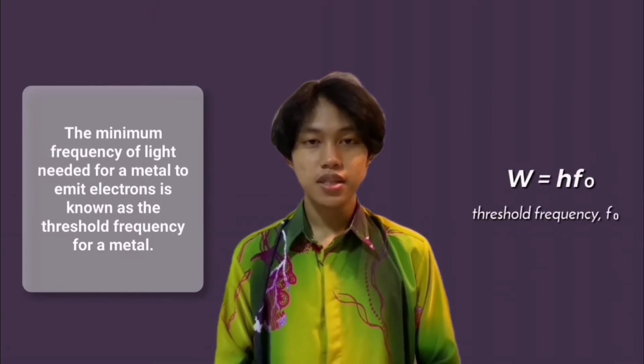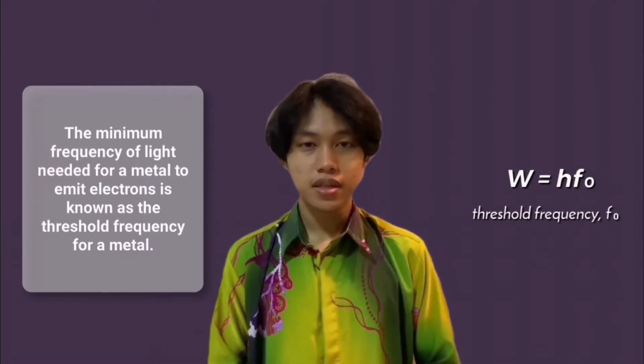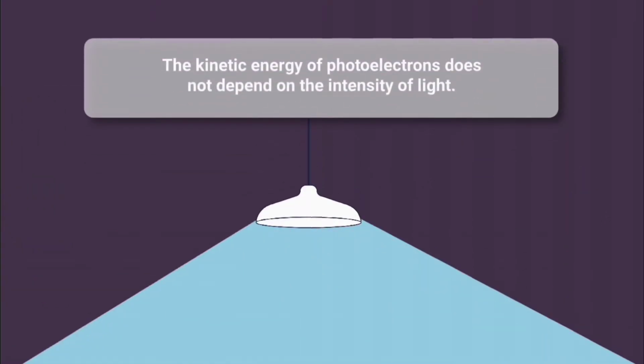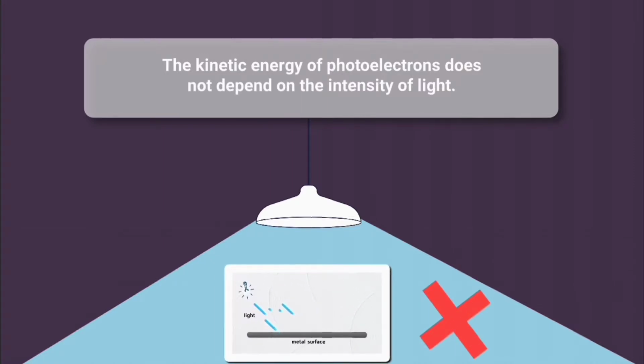Number 2. The minimum frequency of light needed for a metal to emit the electrons from the metal surface is known as threshold frequency for a metal. The kinetic energy of photoelectrons does not depend on the intensity of light. An increase in the intensity would not produce photoelectrons with higher kinetic energy.